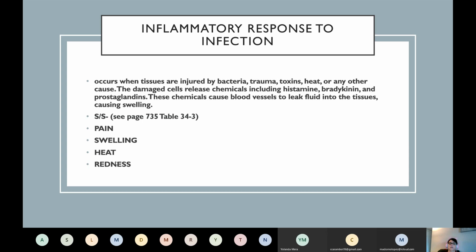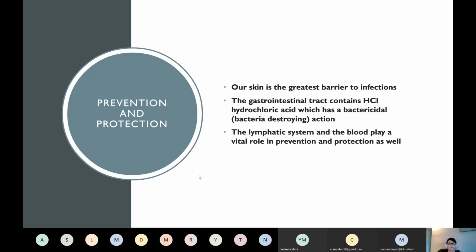It's kind of losing. So that's why a lot of times we go into the doctor and we get antibiotics and we get something to help our body win that battle. The prevention, well, our greatest prevention is our skin. And I said that yesterday. But we also have our gastrointestinal, the GI tract, because our stomach contains, which we know contains hydrochloric.